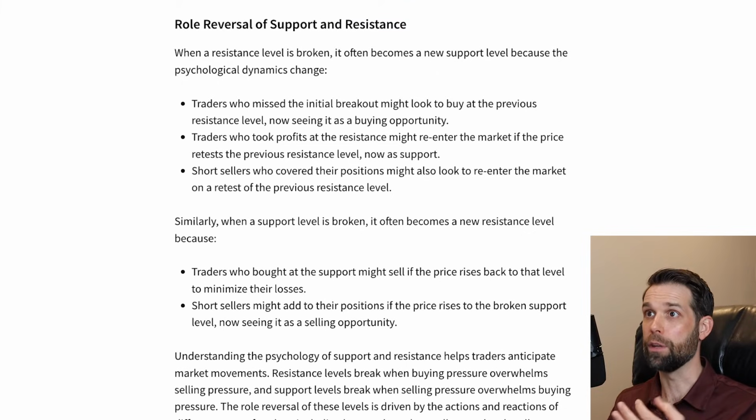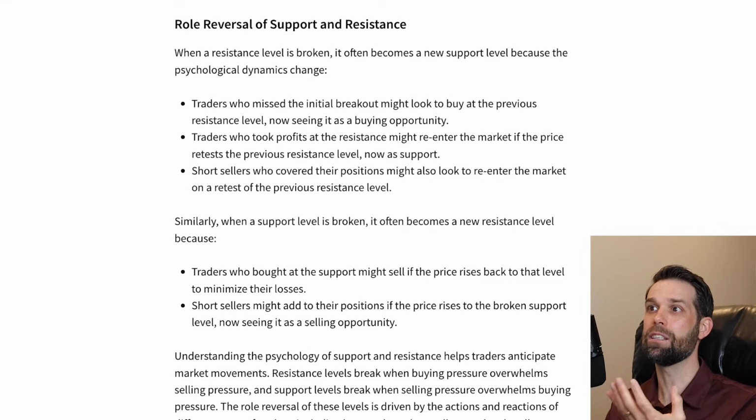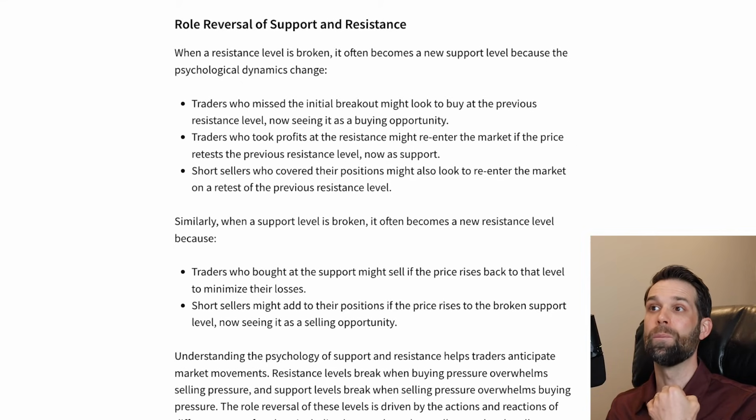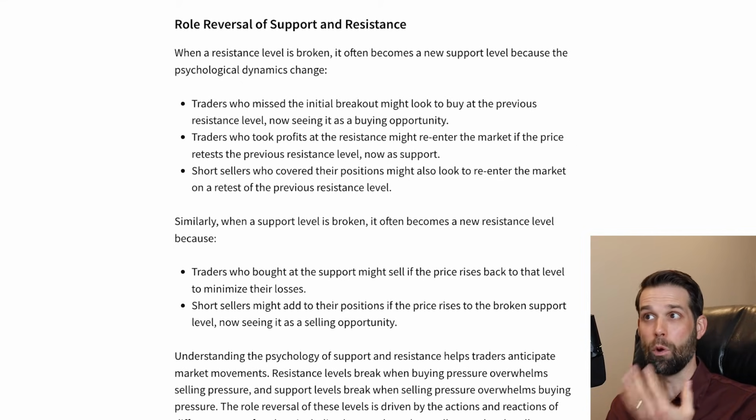When these levels are broken, traders, just talking through what might be happening, traders who missed the initial breakout might look to buy at the previous resistance levels, now seeing it as a buying opportunity. So that's for resistance. So if there is resistance and people didn't buy the uptrend into the resistance and there's a breakout, now they might look to buy more. So there's more buying pressure, there's a buying opportunity, and that resistance level becomes support.